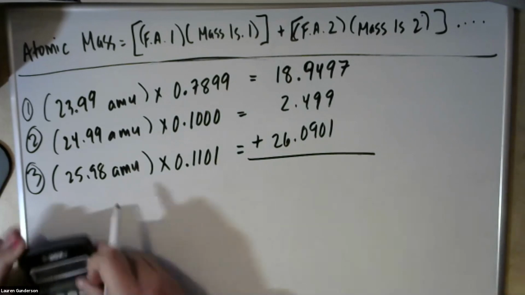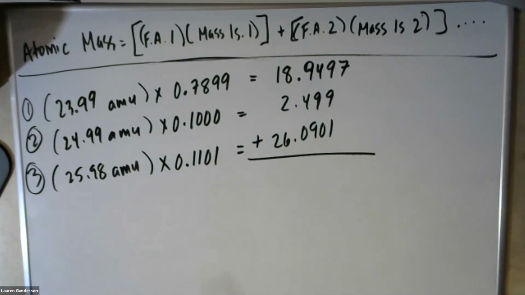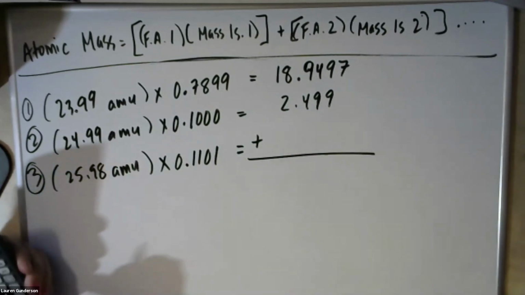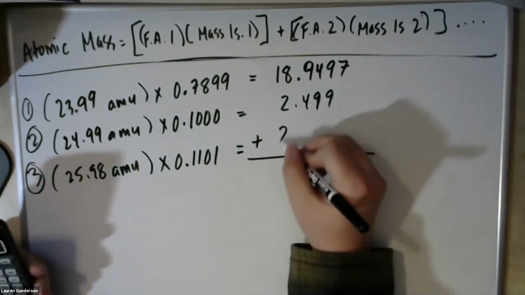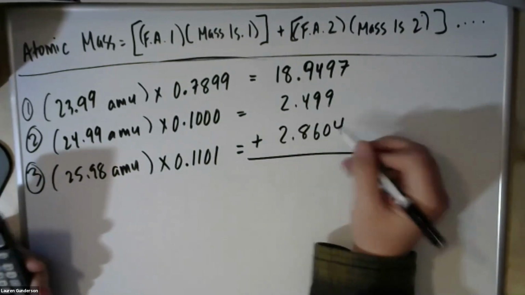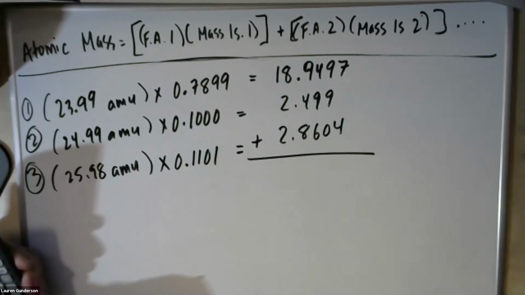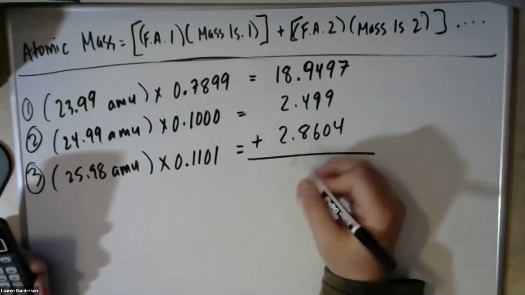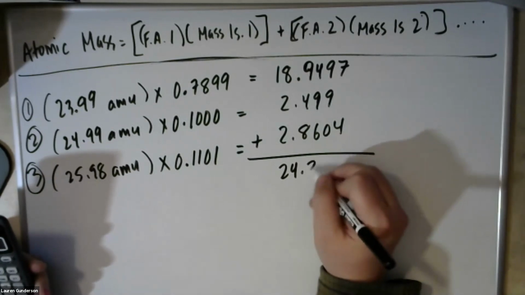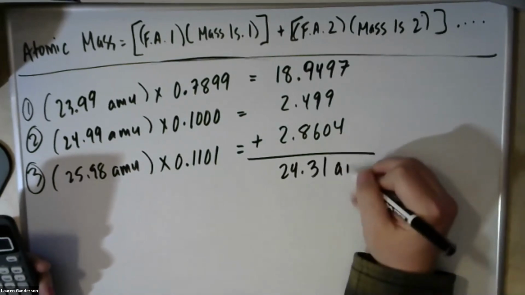Okay, and we end up, oh, I messed that one up, sorry. It's 2.8604. We end up with 24.31.